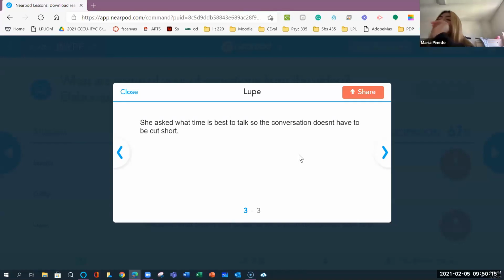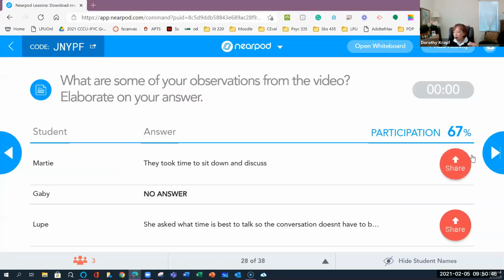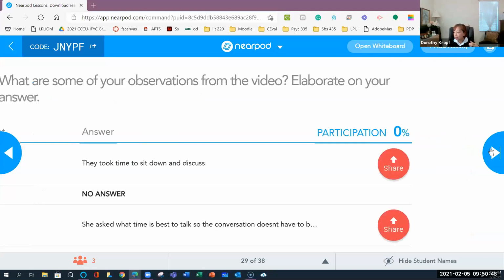She made sure to ask when the best time was to talk, so the conversation doesn't have to be cut short. Yeah, because they need that extra time to really collaborate, right? You can't just drop in and say, hey, let's work out a plan. It takes time, and it's building relationships within the school, because if you're a math teacher, you think differently than the language arts teacher. So you have to work together. There are different personalities, but it's about finding that common ground.